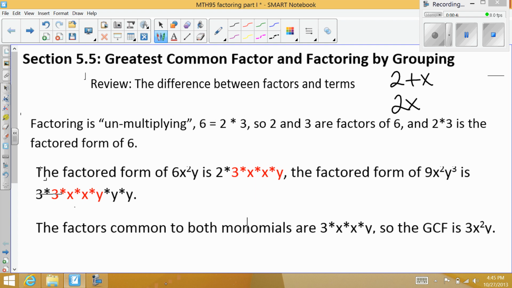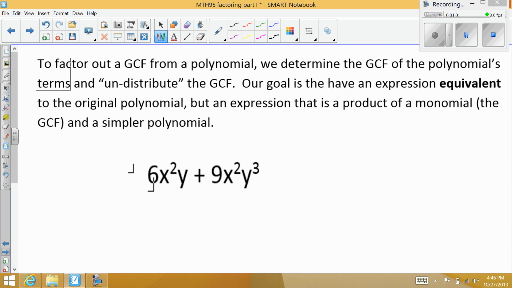Notice looking at these two monomials, they have some common factors. They both have a 3, x times x, and they both have a y. And so we say 3 times x times y is the greatest common factor, 3x squared y. To factor out a greatest common factor from a polynomial, which we usually abbreviate GCF, we determine the greatest common factor of the polynomial's terms and undistribute, factor out the greatest common factor.